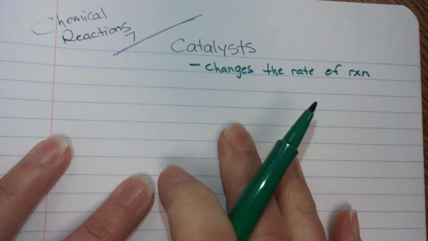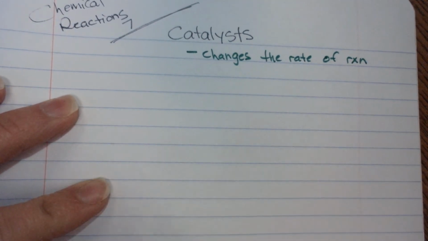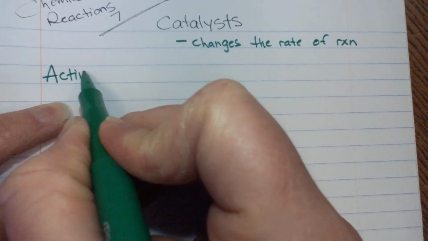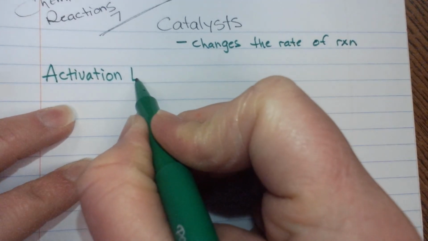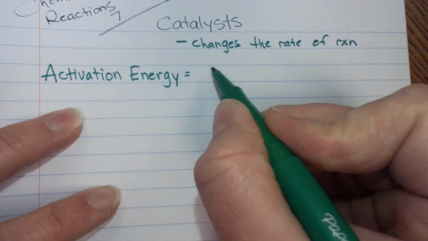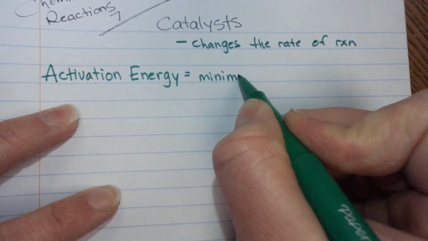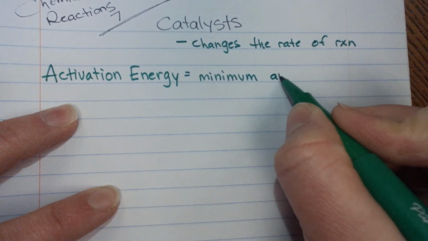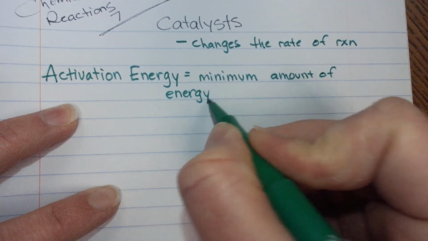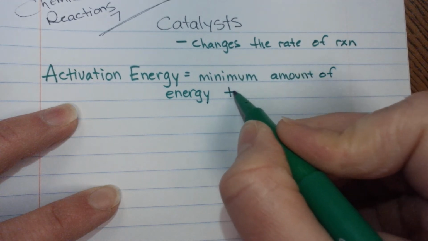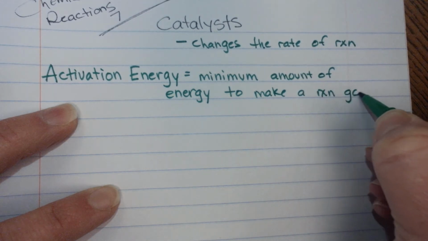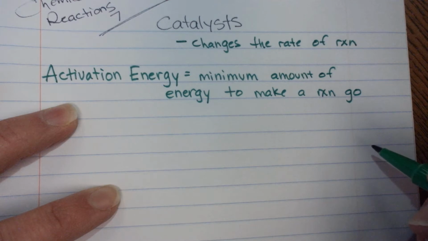But before we can really think about a catalyst, we have to think about activation energy. Now, we've talked about this enough that you might have a definition in your head already. But activation energy is the minimum amount of energy, obviously, to make a reaction go.